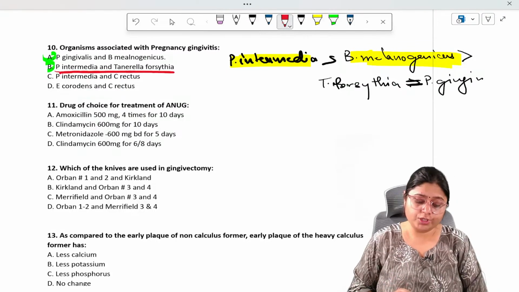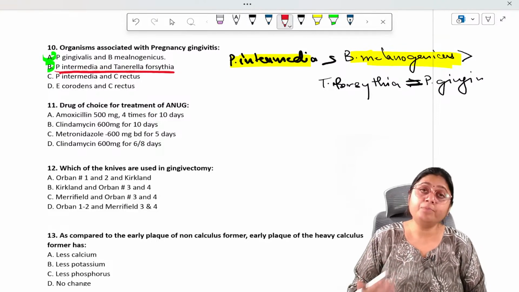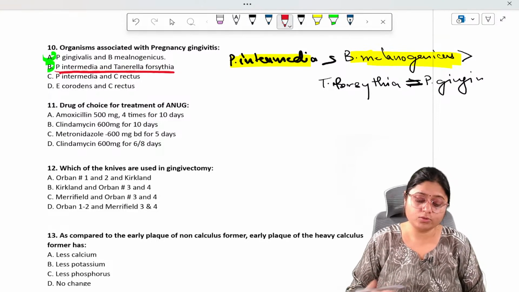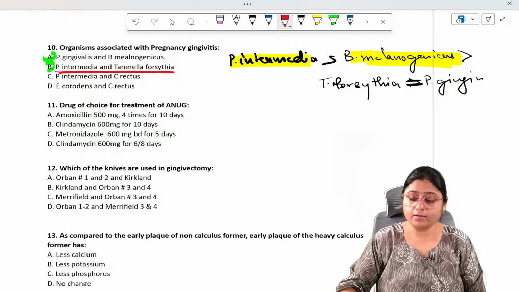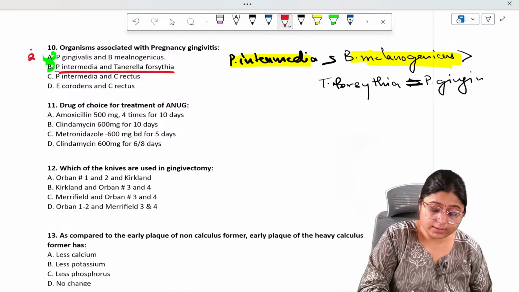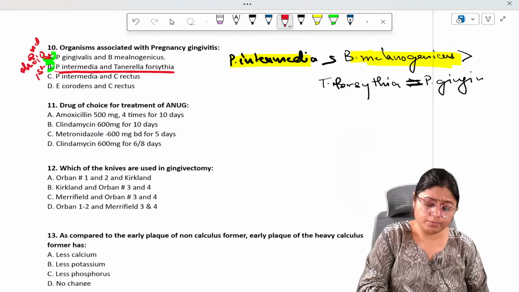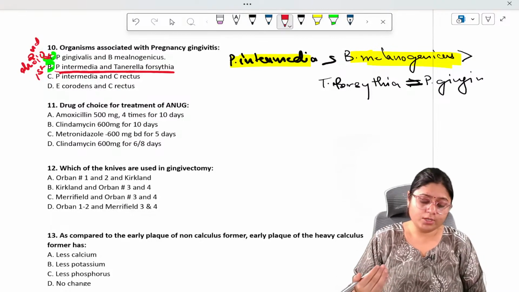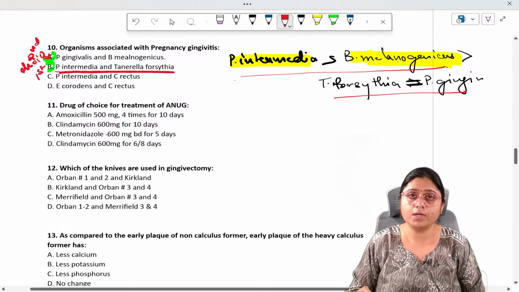If in an option Prevotella intermedia is not given, and P. gingivalis is given along with Bacteroides melaninogenicus or any other bacteria such as Tannerella forsythia, then your second choice will be option A. So the first choice will be option B, the second choice will be option A. This order you need to remember to answer this question.